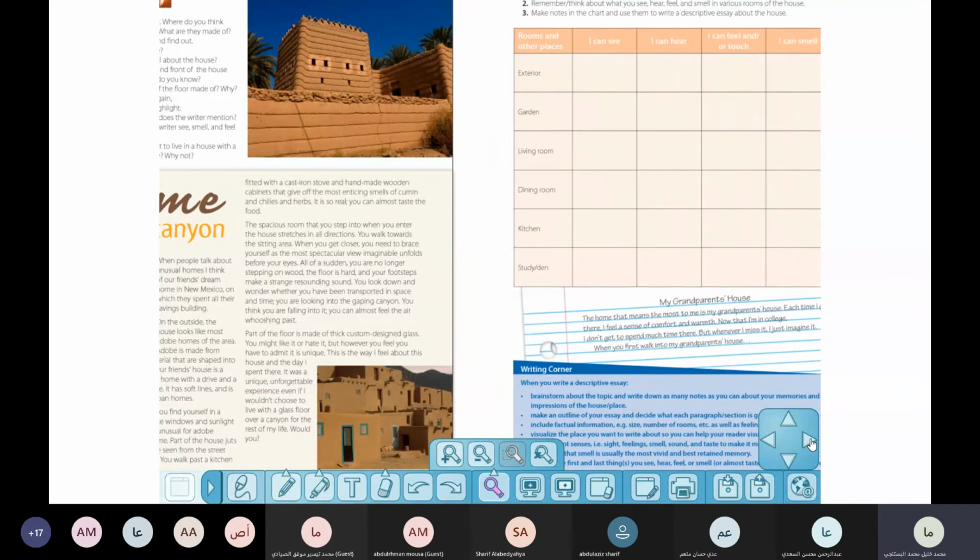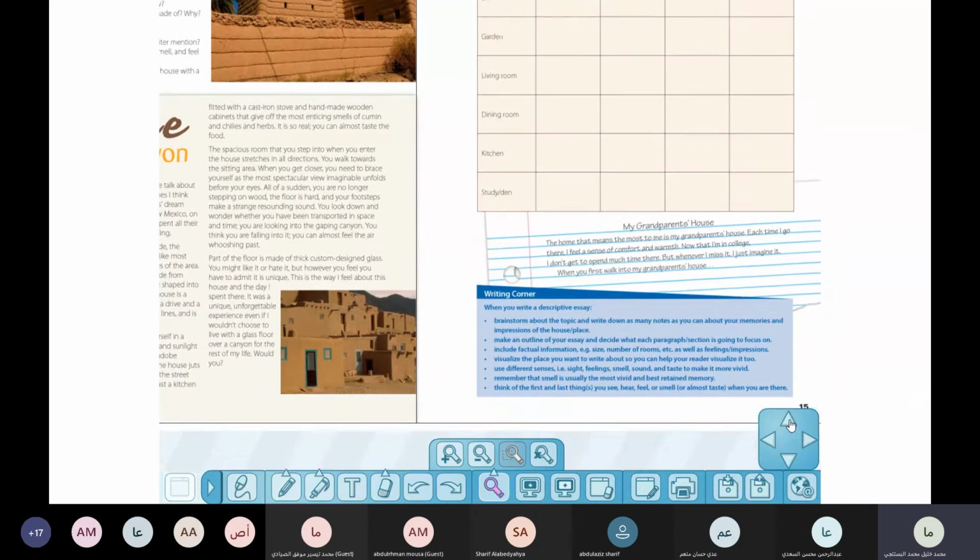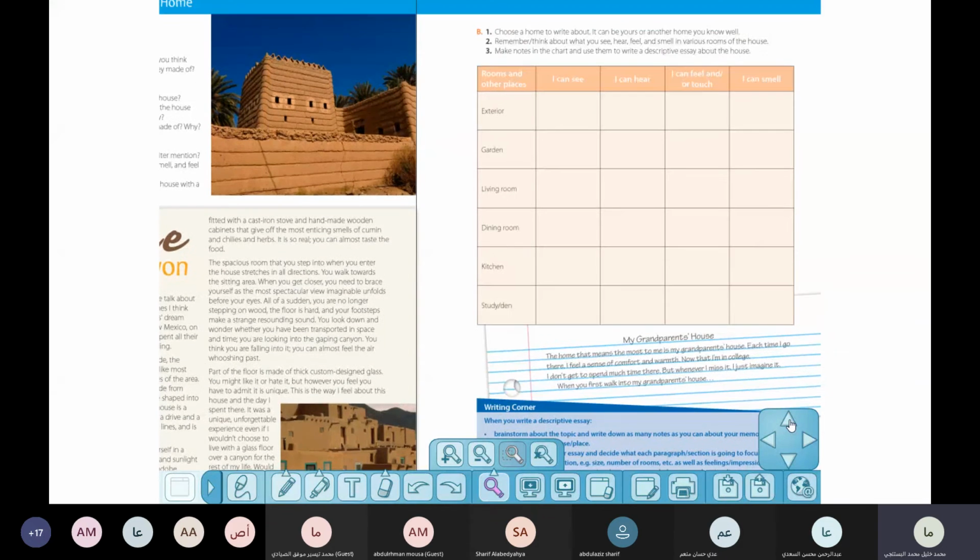Now here we are going to write a descriptive essay. Who can read number 1? This is our homework. Who can read in B? Can I read, teacher? Yes, Abdulaziz. Number 1, choose a home. Choose a home to write about. It can be yours or another home you know well.